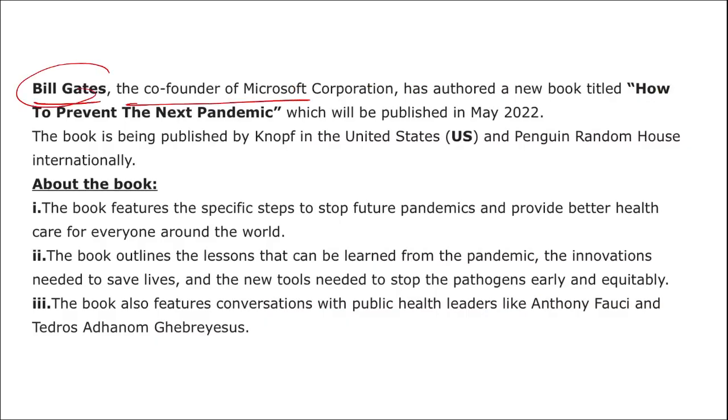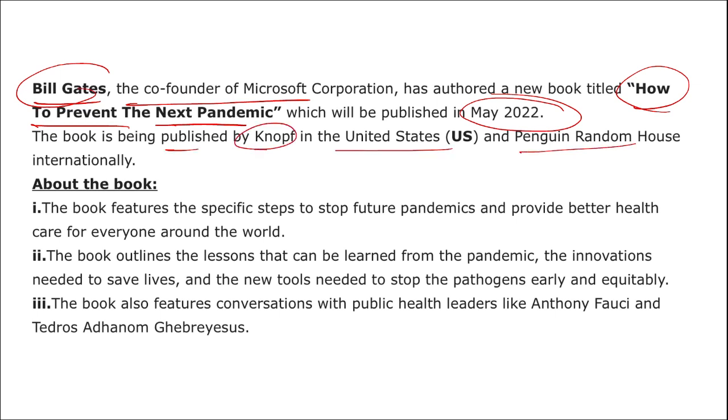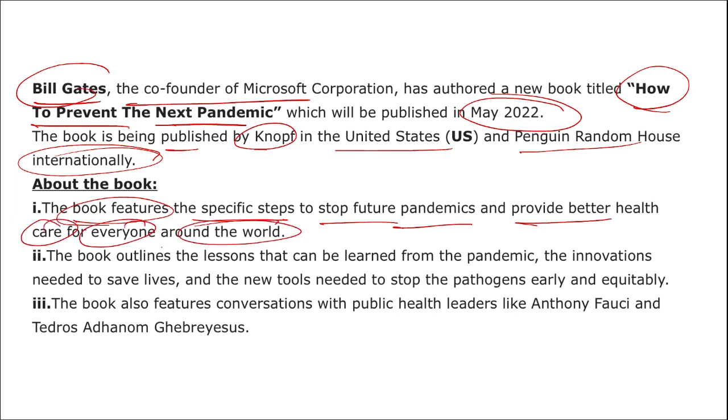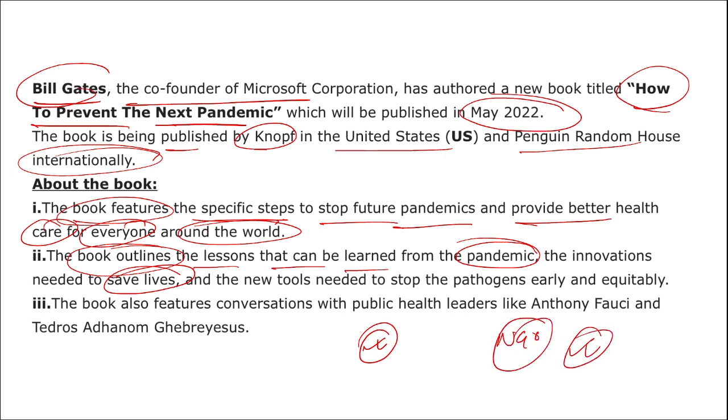Bill Gates, co-founder of Microsoft Corporation, authored a book, How to Prevent the Pandemic, that will be published in the month of May 2022. This book is being published by Knopf in the US and Penguin Random House internationally. The book features specific steps to stop future pandemics and provide better health care for everyone around the world. This book outlines the lessons that can be learned from the pandemic and the innovations needed to save lives, and he along with his NGOs as well as many other companies are working toward making life on earth a better and more innovative life for the people.